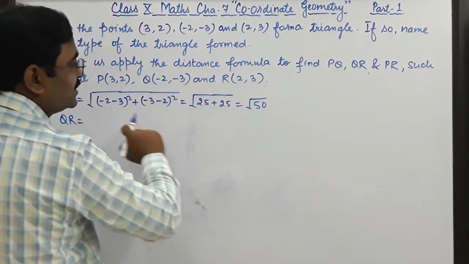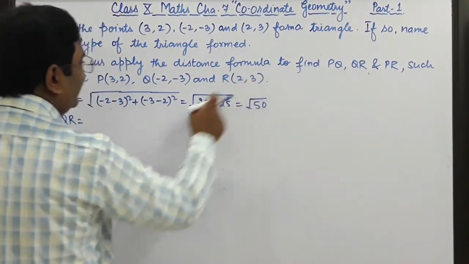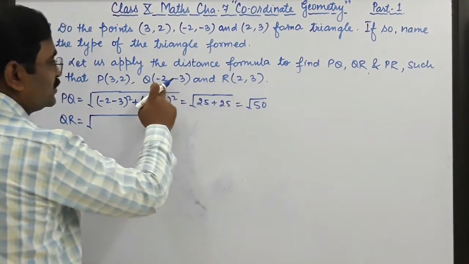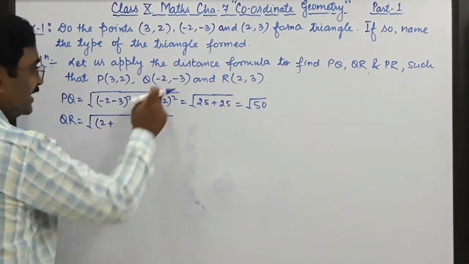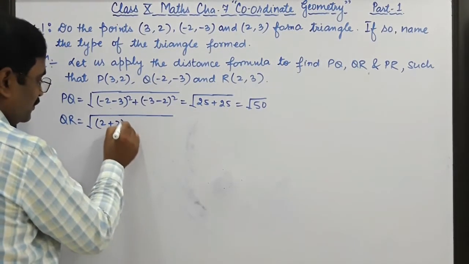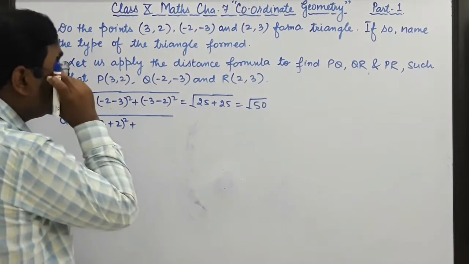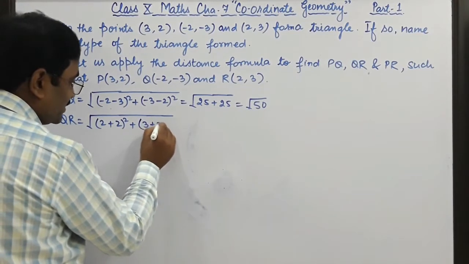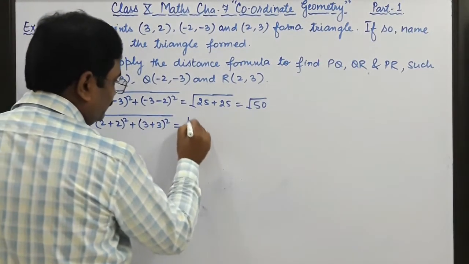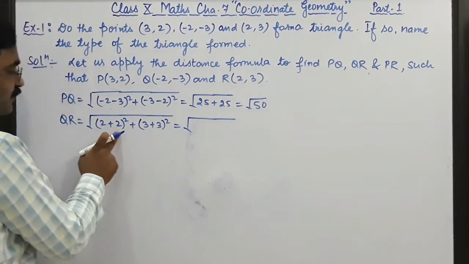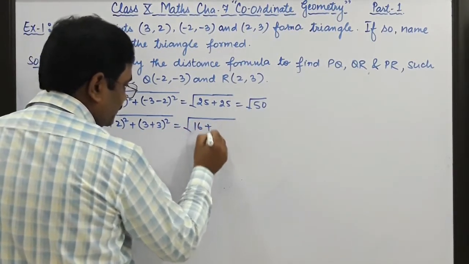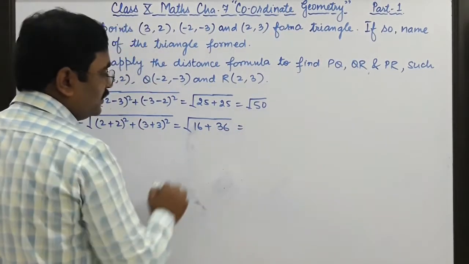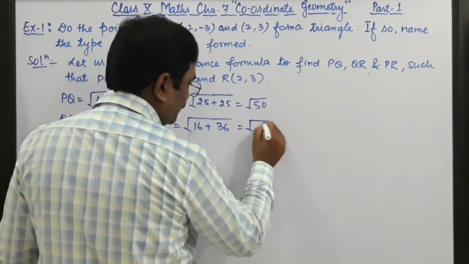Same, find the measure of QR. Q is (-2, -3) and R is (2, 3). So under root x2 minus x1 whole square. So 2 plus 2, minus minus plus, 4 whole square, plus y2 minus y1, which means 3 plus 3. Under root 4 4s are 16 plus 6 6s are 36, that is equal to under root 52, right?